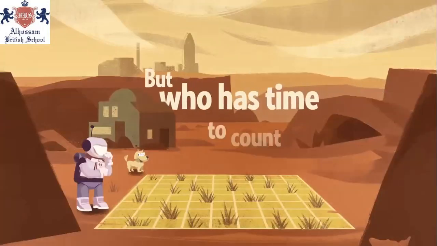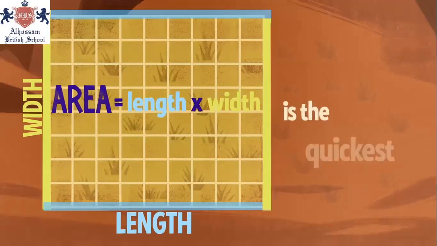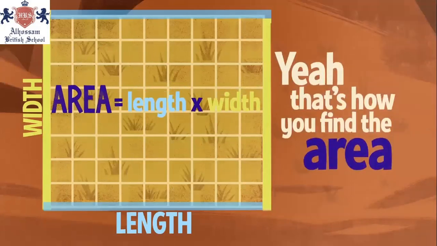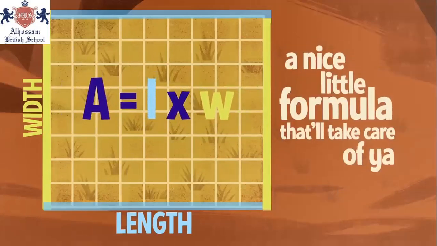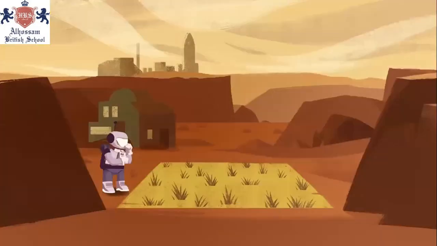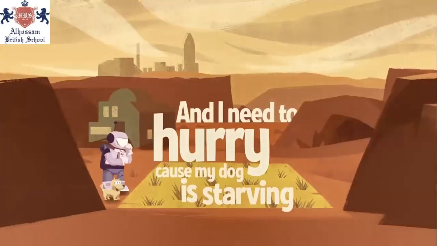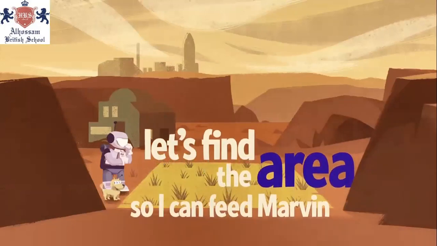But who has time to count squares? Length times width is the quickest way to get there. That's how you find the area. A nice little formula that'll take care of you. And I need to hurry because my dog is starving. Let's find the area so I can feed Marvin.